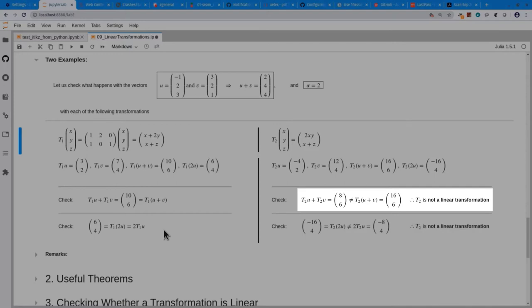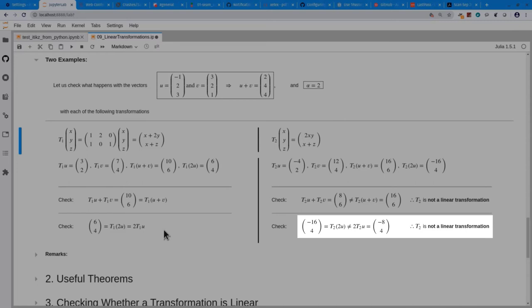And now when we check our properties, T2 of u plus T2 of v is (8, 6), but T2 of u plus v is (16, 6). Those results are not the same, and therefore we have a counterexample. This transformation is not a linear transformation. There are vectors for which this property does not hold. Similarly, if I check the other property, T2 applied to 2u is (-16, 4), but 2 times T2u is (-8, 4). Again, the results are not the same, and therefore T2 is not a linear transformation based on that test as well.